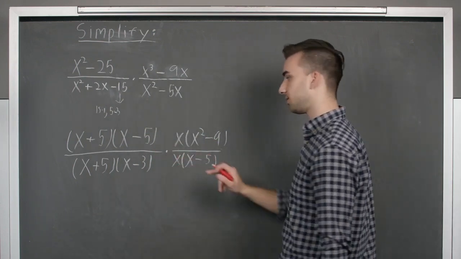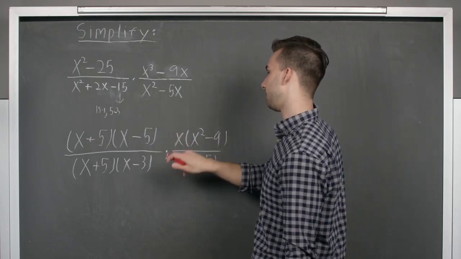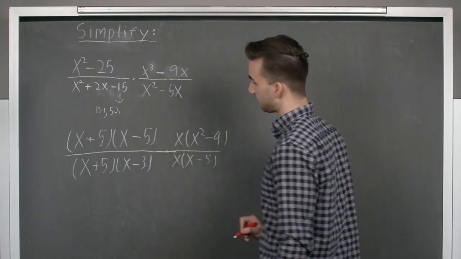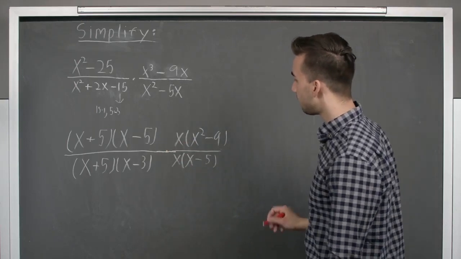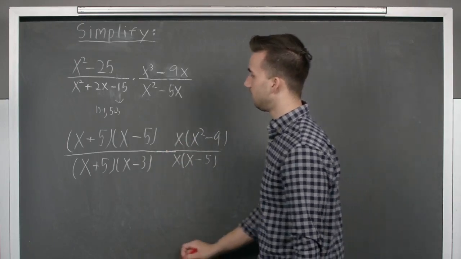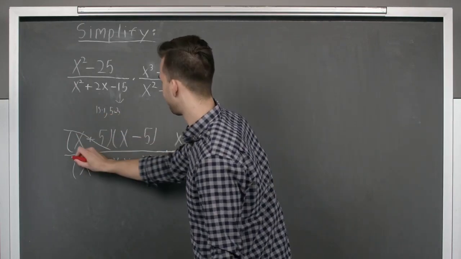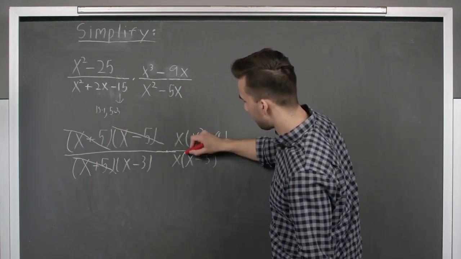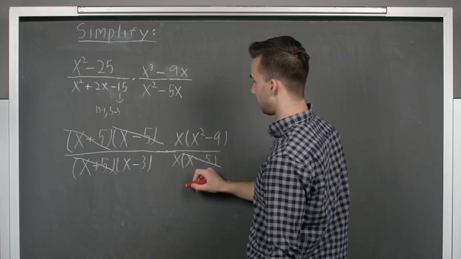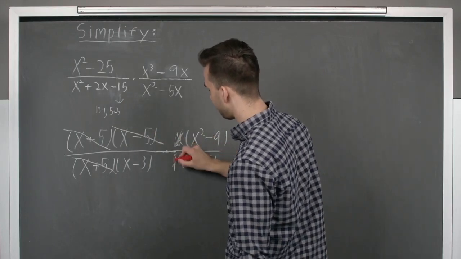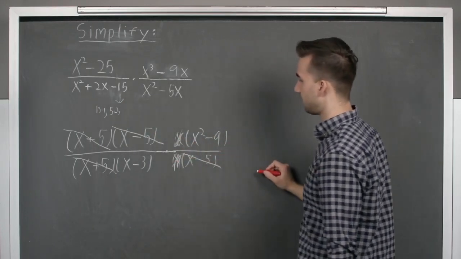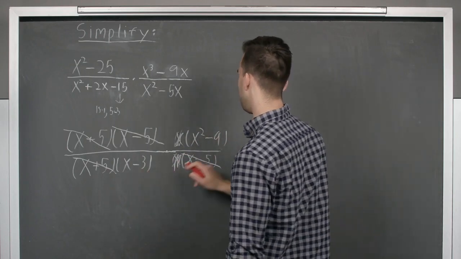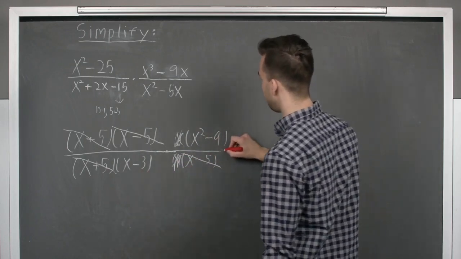So when we're multiplying, we can just multiply the top by the top and the bottom by the bottom. So I'm just going to rewrite this as one fraction. And what can we cancel? Well, we can cancel this x plus 5. We can cancel the x minus 5, and we can cancel the x. So what we're left with is x squared minus 9 over x minus 3. Let me bring this up here.